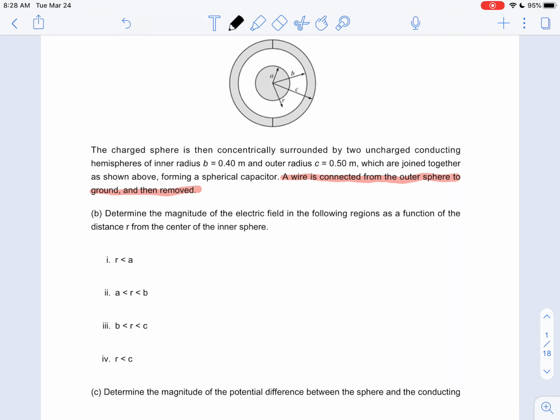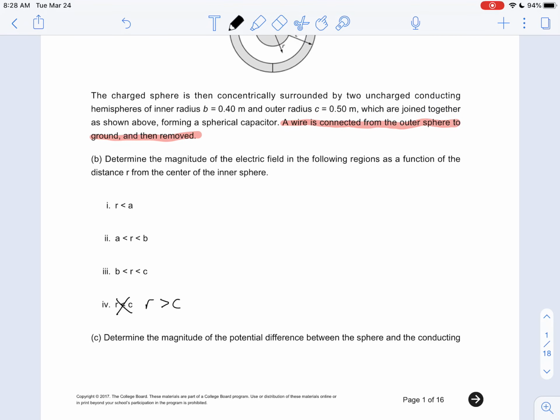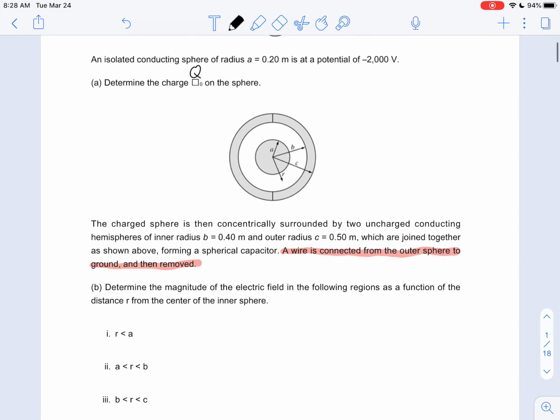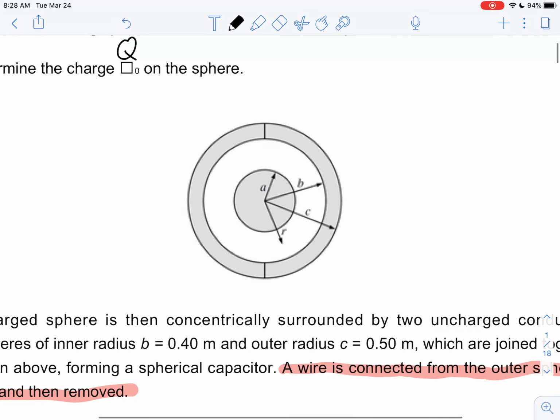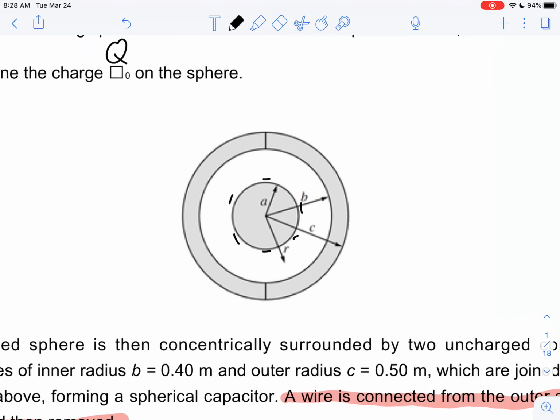So first thing to do is determine the electric field when R is less than A for part 1. By the way, part 4, this is supposed to say where R is greater than C. When R is less than C, it depends on where you're at as far as what the electric field is. So R less than A, if you remember, for conductors, all of the charge will be on the surface. So this thing has a negative charge, and all of that negative charge is on the surface.